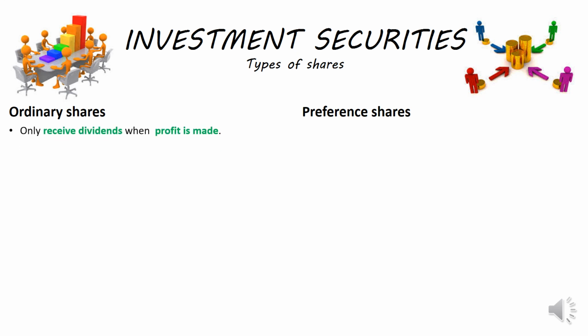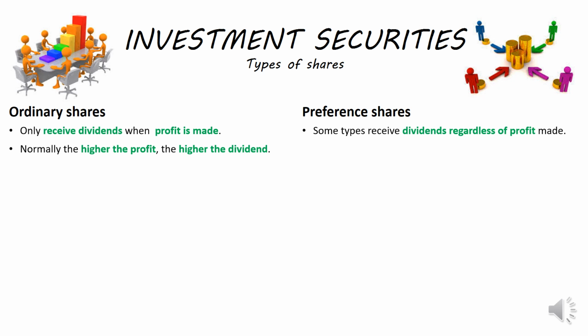Right, we said that ordinary shareholders will only receive a dividend when the company makes a profit. If the company makes a loss, ordinary shareholders will not receive a dividend. Whereas in the case of your preference shares, certain preference shareholders will receive dividends regardless of how much profit is being made. So whether the company makes a profit or not, your preference shareholders will receive a dividend.